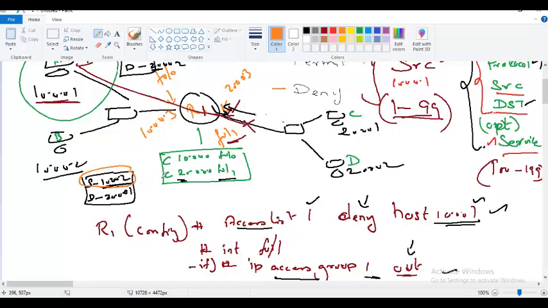You said it will deny earlier. You said it will deny, no? Now you are saying it will permit? Okay. What do you want to say, Sangeeta ma'am?